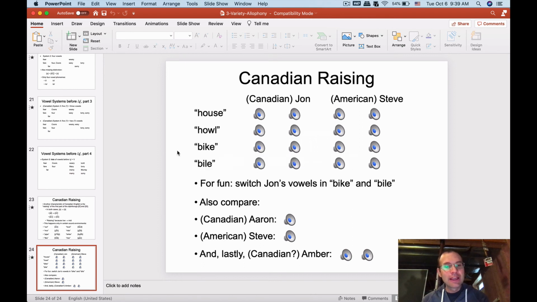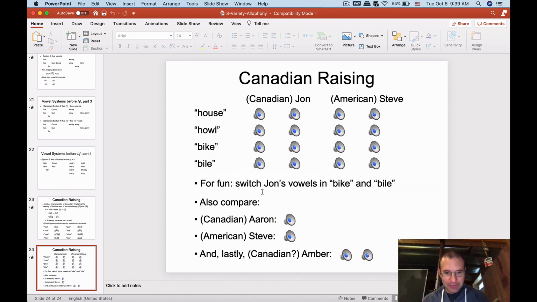We can also look at the diphthongs in these two words, the Canadian and American versions of bike. And in this case, I actually pronounce the diphthongs differently in these two words. So John and I will sound the same across the two, but we're both pronouncing them phonetically differently. Yeah, so hopefully you can hear there's a bit of raising in both of these.